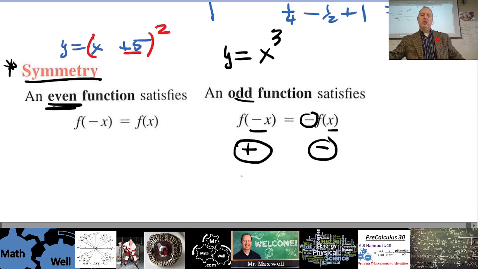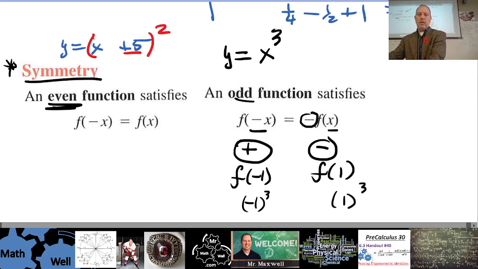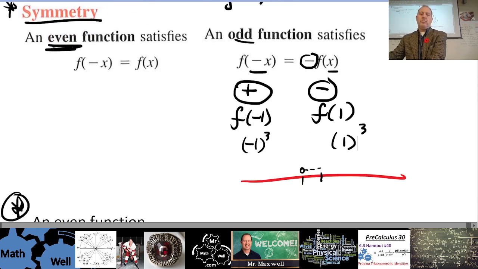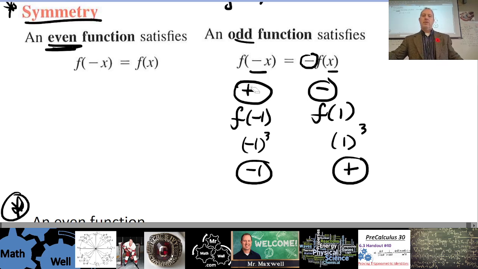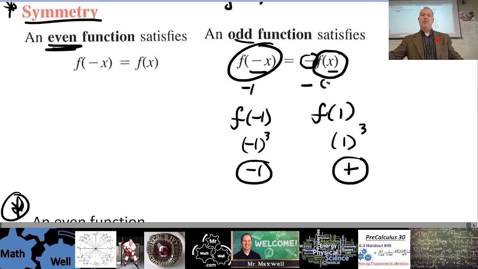So y equals x cubed, let's try -1 and +1. So you have -1 all cubed, and you have +1 all cubed. This is -1 here, and this is +1. It doesn't matter if I wrote this as negative and this as positive. One is negative and one is positive. That's what we know. Okay? Because this was -1, which it is, and this is -1, which it is.